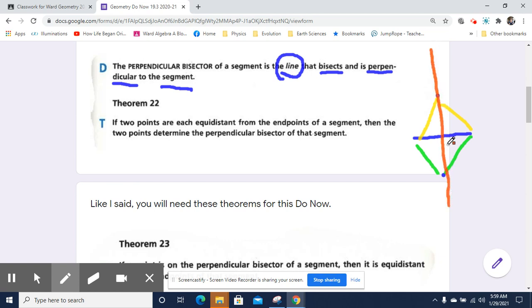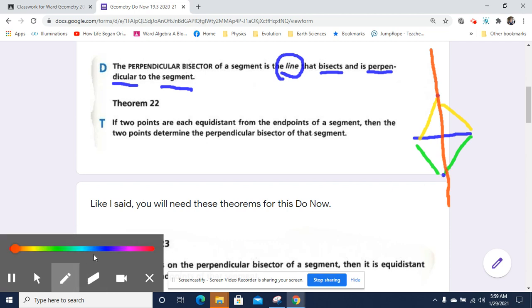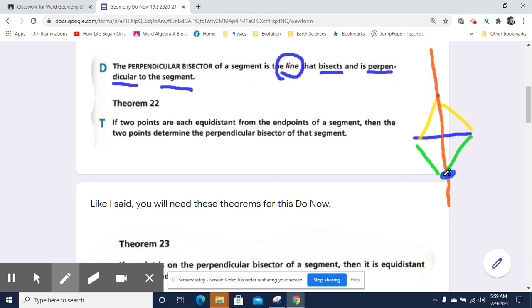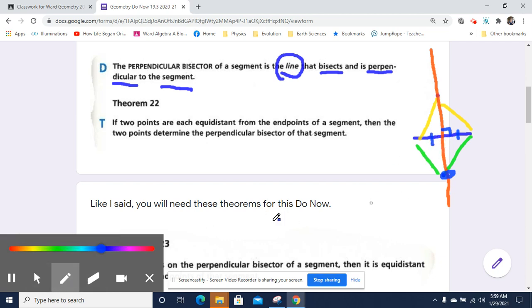If I had done the points right, it would have worked here. I'll fix that real quick. Okay, so those 2 points will determine the perpendicular bisector for that segment. So it's split into 2 congruent parts.